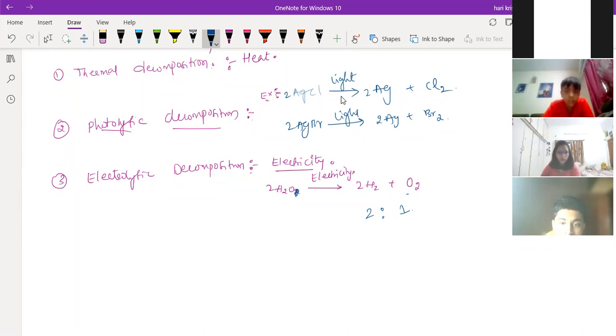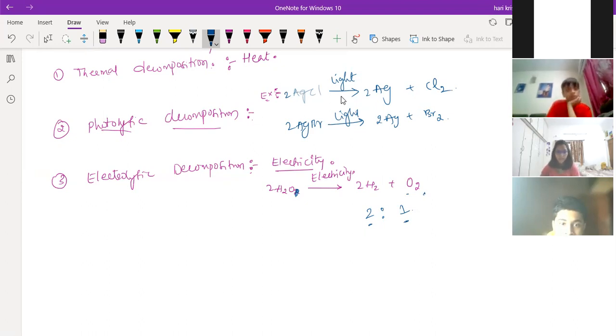Yes, sir. We get hydrogen gas 2 times of oxygen gas. Okay. So whenever you do the electrolysis of water, you will get hydrogen gas double the amount of oxygen gas. So this is all about the decomposition reaction.